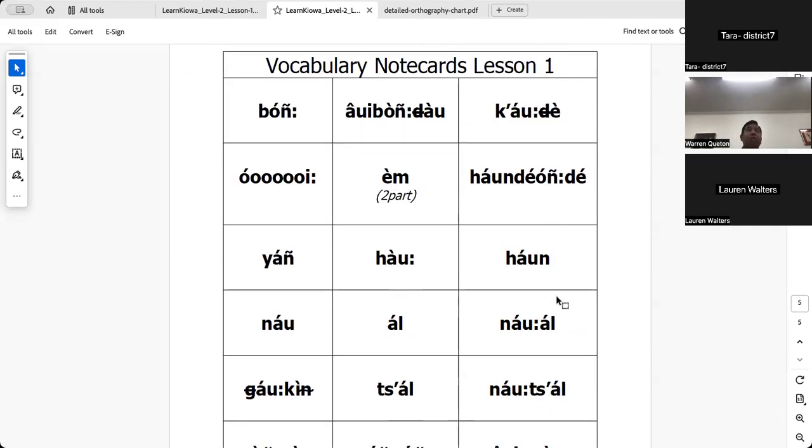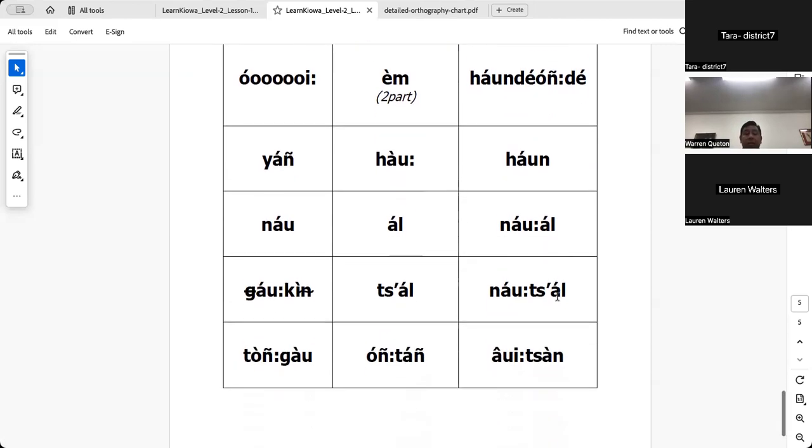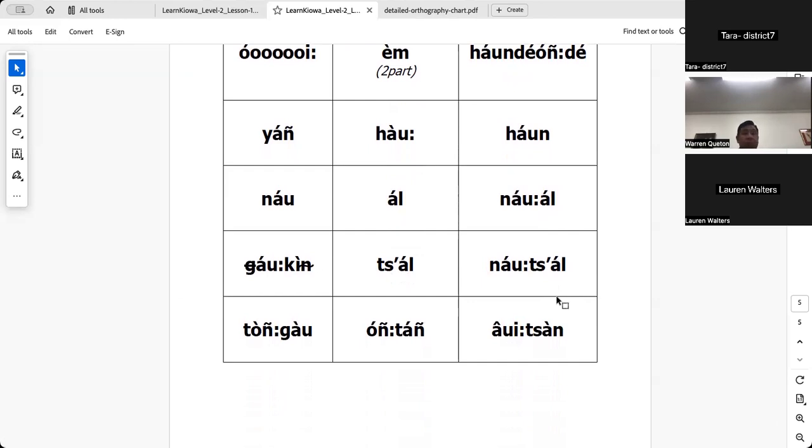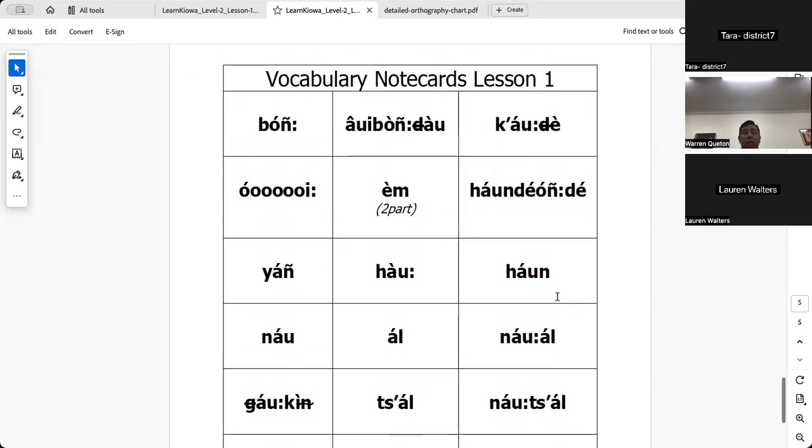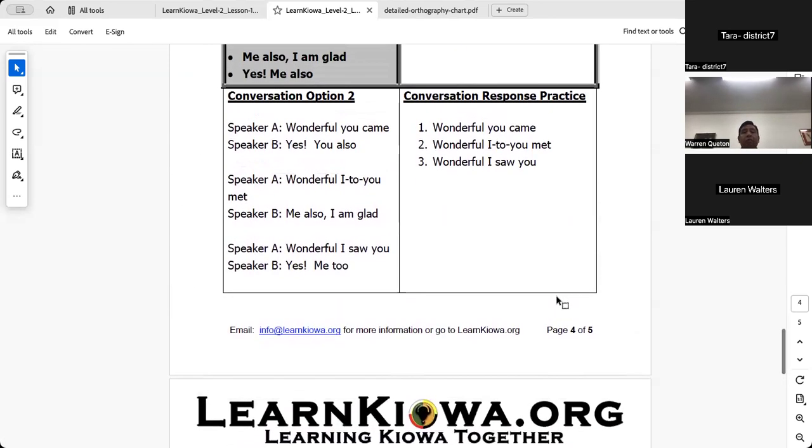And so there are some note cards here in this packet. You can cut them up or make your own note cards, and practice on them and what these words mean. You can practice saying them and categorizing what they mean. So let's go to conversation option 2.